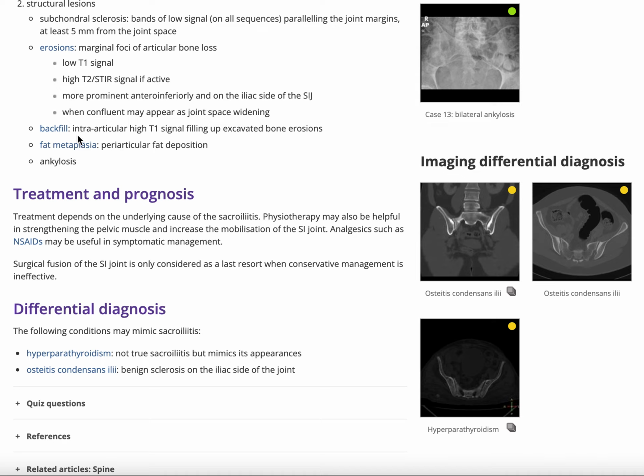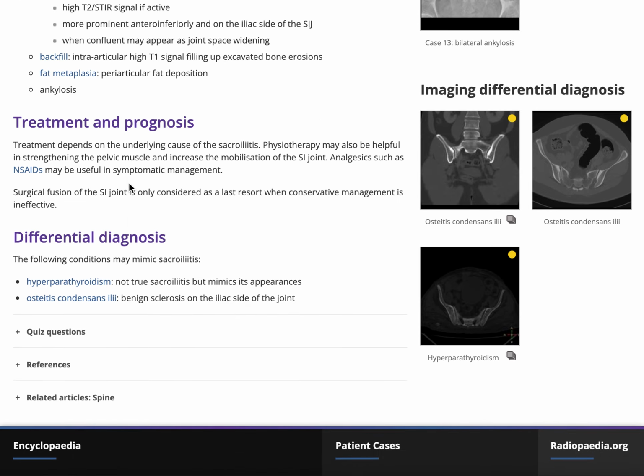Backfill. Backfill is an intra-articular high T1 signal filling up excavated bone erosions. Fat metaplasia is periarticular fat deposition and ankylosis.